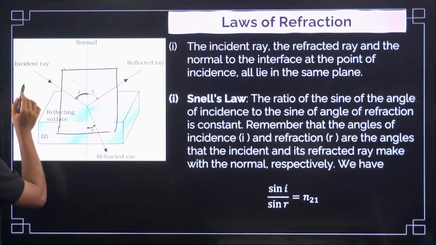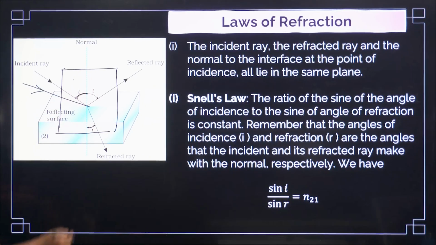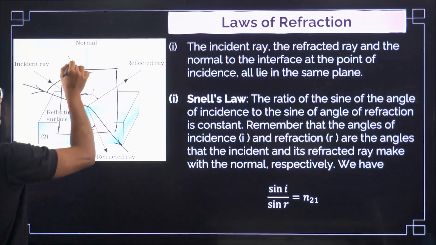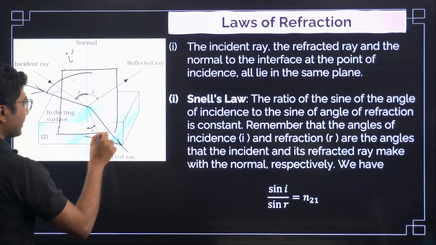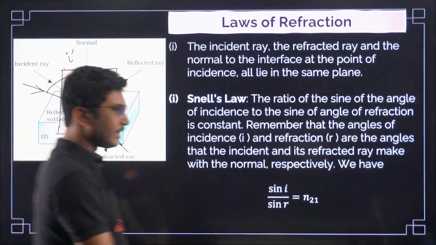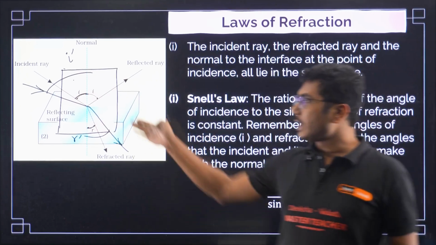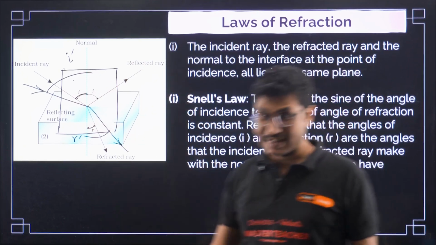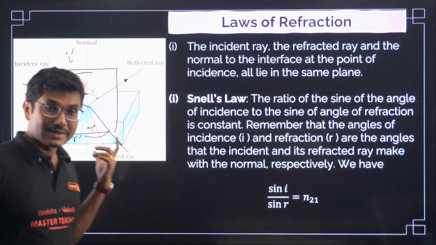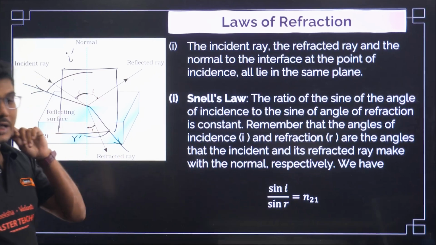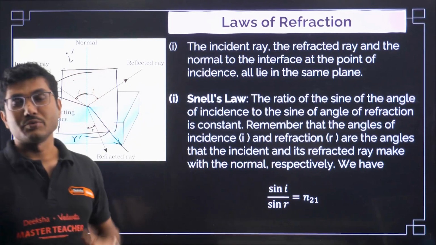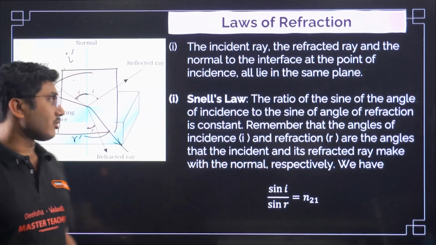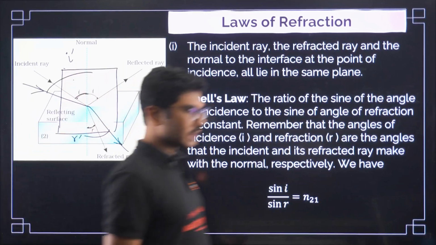Suppose you change the angle of incidence. If you change the angle of incidence, the angle of refraction will also change, right? Say a new angle I dash, and the angle of refraction R dash. No matter what the value of I or the value of R, sin I by sin R will always remain constant for a particular pair of media, obviously.